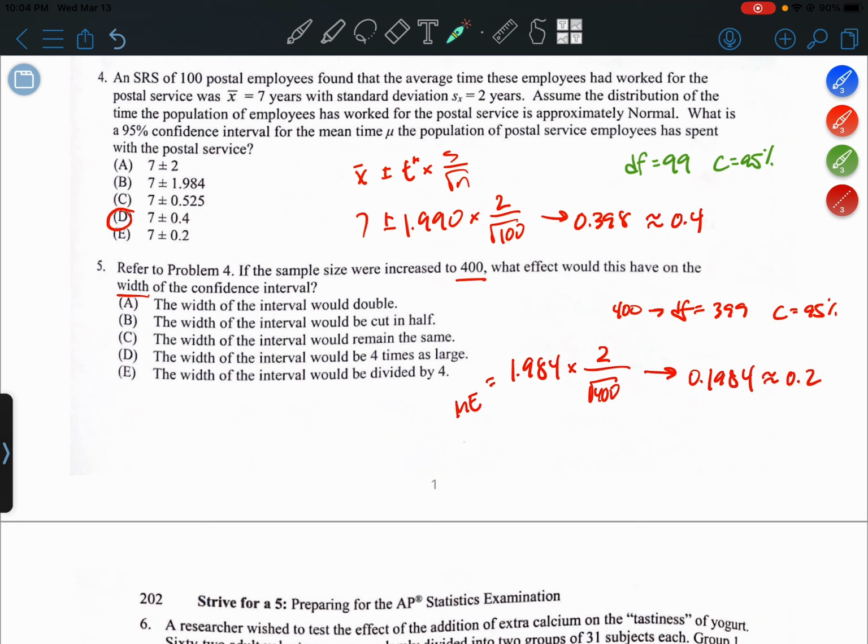All right, so looking at option B here, the width of the interval would be cut in half. So generally, if you quadruple the sample size, the interval will be half as wide.